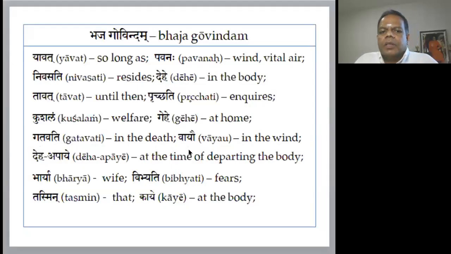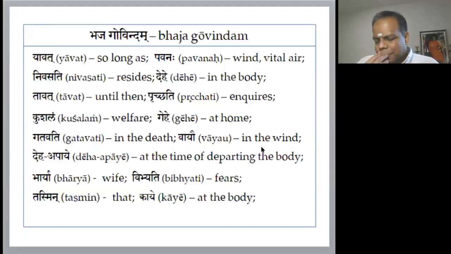Vayav. Vayu is a simple noun, which is equivalent to Bhavana. But Vayav is the seventh noun form of the word Vayu. So Vayav means in the wind.